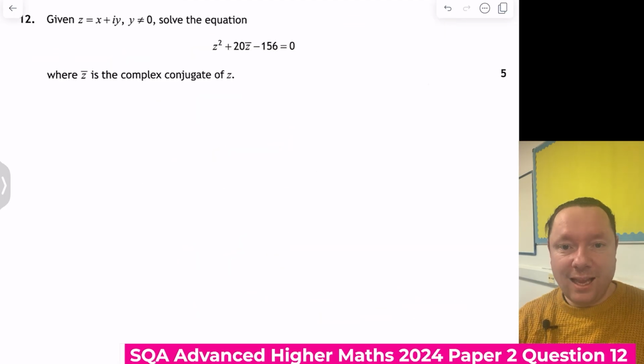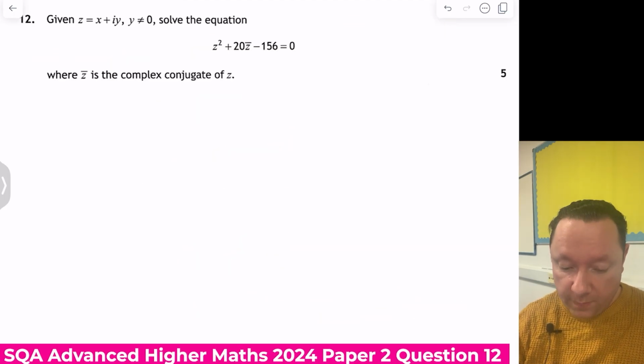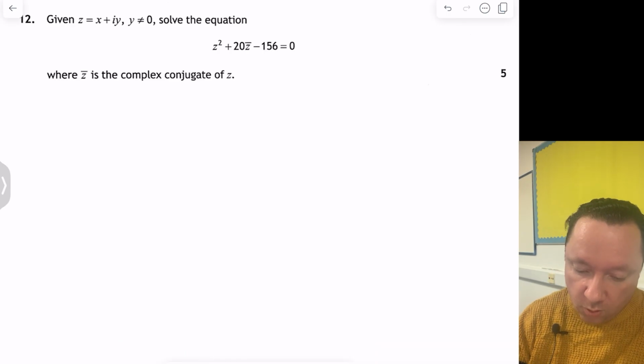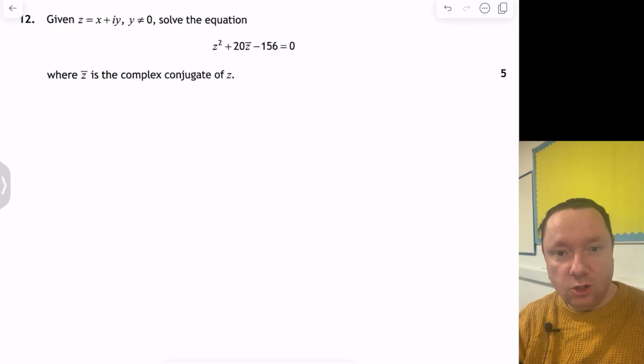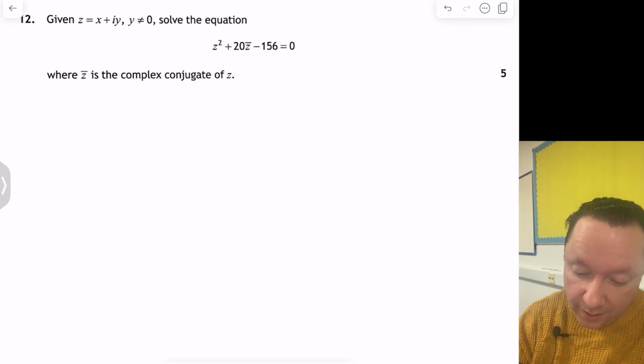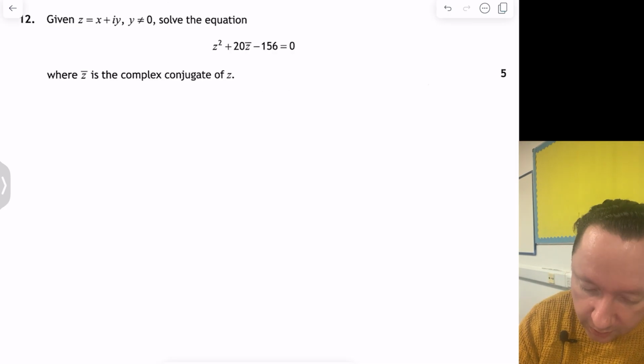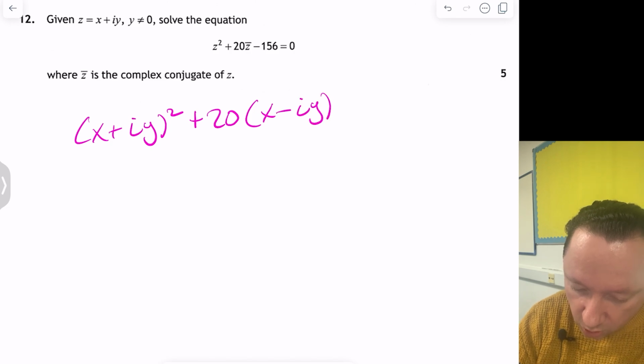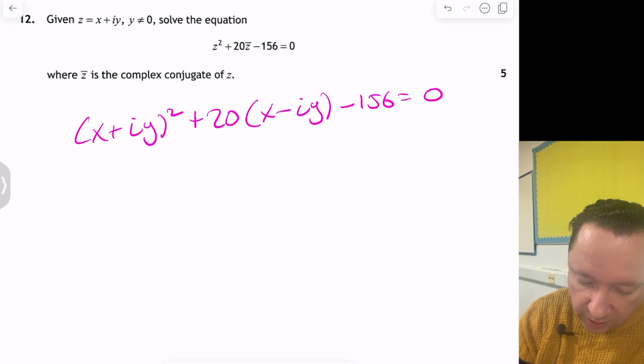And we're done there. SQA Advanced Higher Maths 2024, Paper 2, Question 12. Given that z equals x plus iy, where y is not equal to 0, solve the equation z squared plus 20 z bar minus 156 equals 0, where z bar is the complex conjugate of z. That's nice of them telling us. We should know this anyway. So we'll just sub it in and just solve. No big deal, surely. x plus iy squared plus 20 times x minus iy, because it's a complex conjugate, minus 156 equals 0. So let's just see where we get with this.